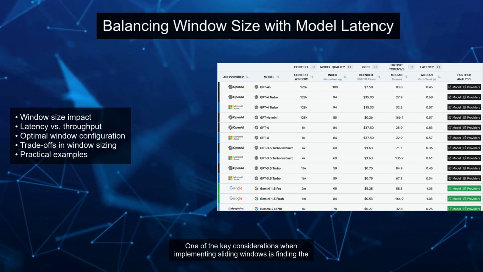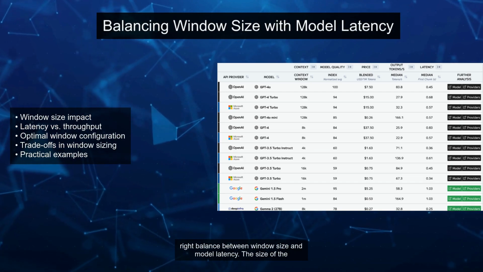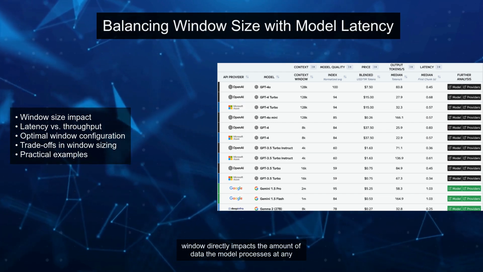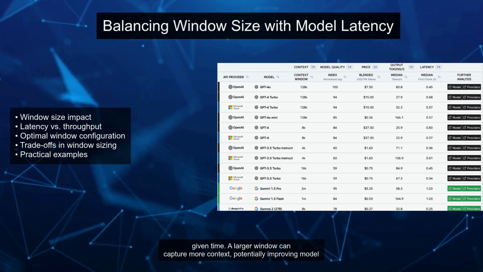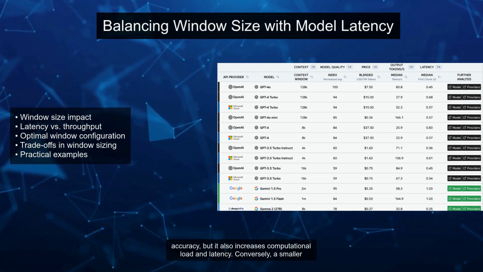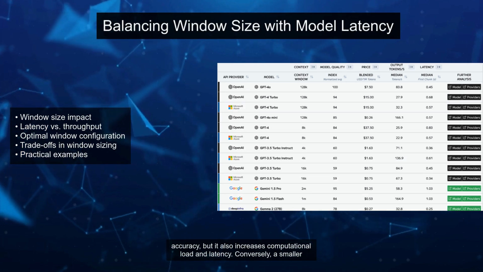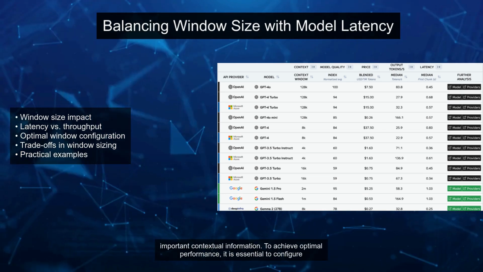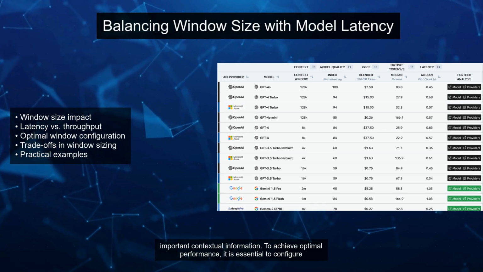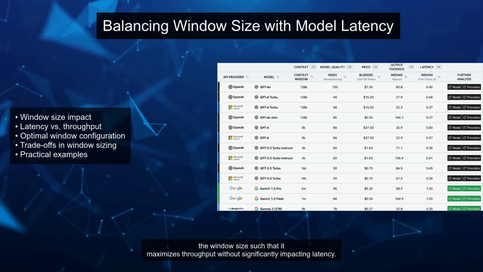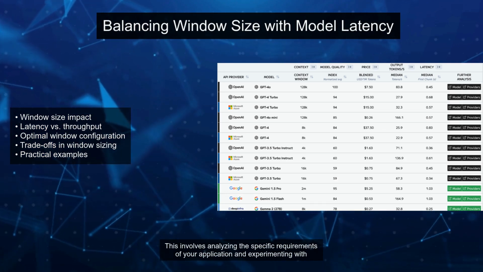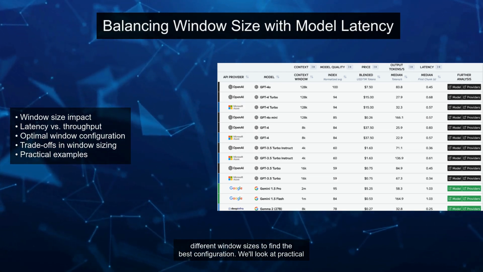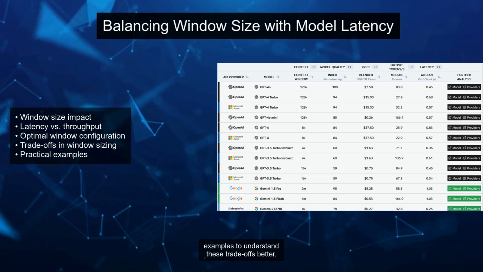One of the key considerations when implementing sliding windows is finding the right balance between window size and model latency. The size of the window directly impacts the amount of data the model processes at any given time. A larger window can capture more context, potentially improving model accuracy, but it also increases computational load and latency. Conversely, a smaller window might reduce latency, but at the cost of missing out on important contextual information. To achieve optimal performance, it is essential to configure the window size such that it maximizes throughput without significantly impacting latency. This involves analyzing the specific requirements of your application and experimenting with different window sizes to find the best configuration. We'll look at practical examples to understand these trade-offs better.